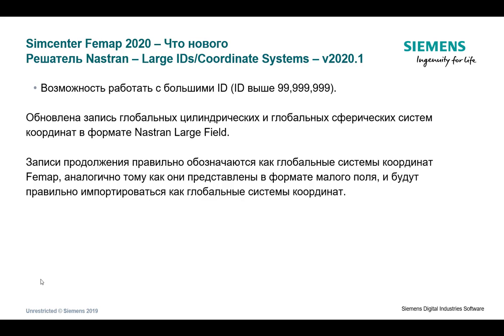Another thing that we did was when we're writing the global cylindrical and global spherical coordinate systems in Nastran large field format, the continuation entries are now properly designated, so Femap knows these are global coordinate systems, thus does not read them in again because they already exist within Femap.